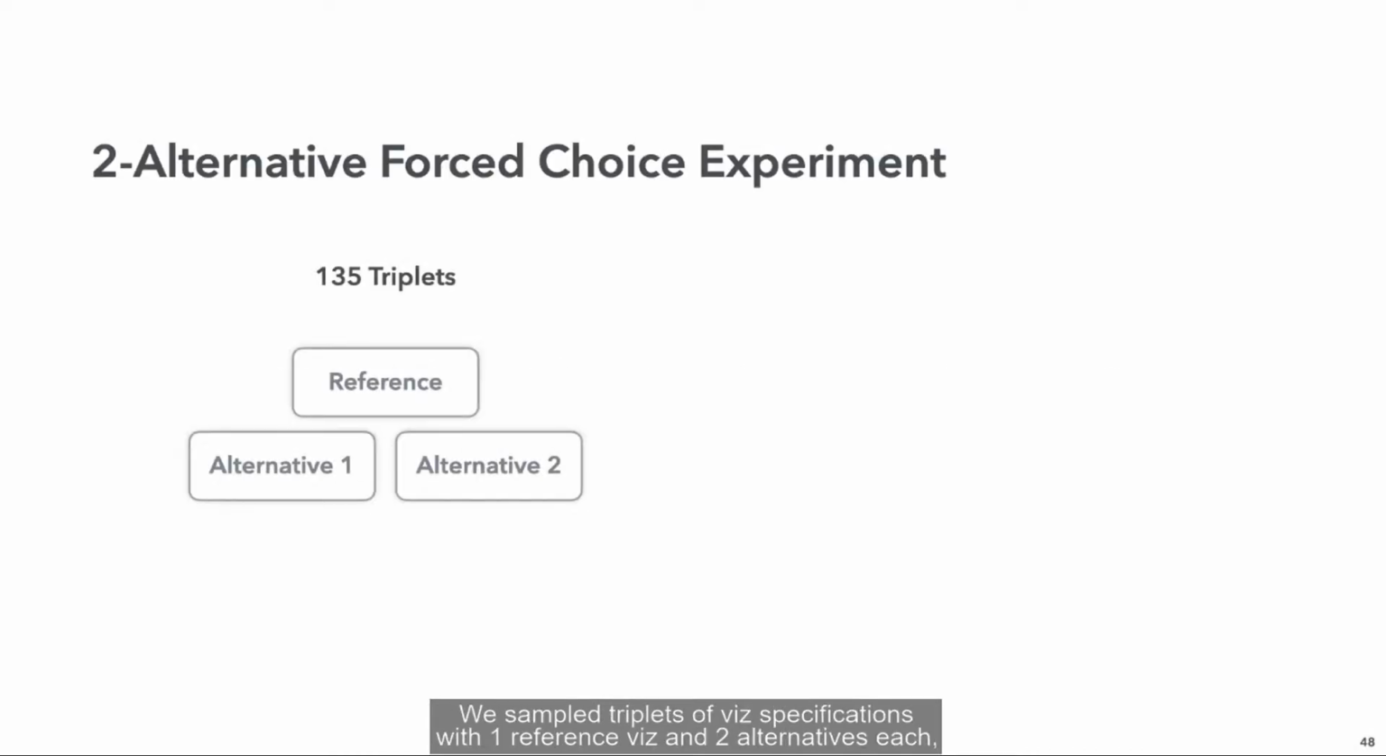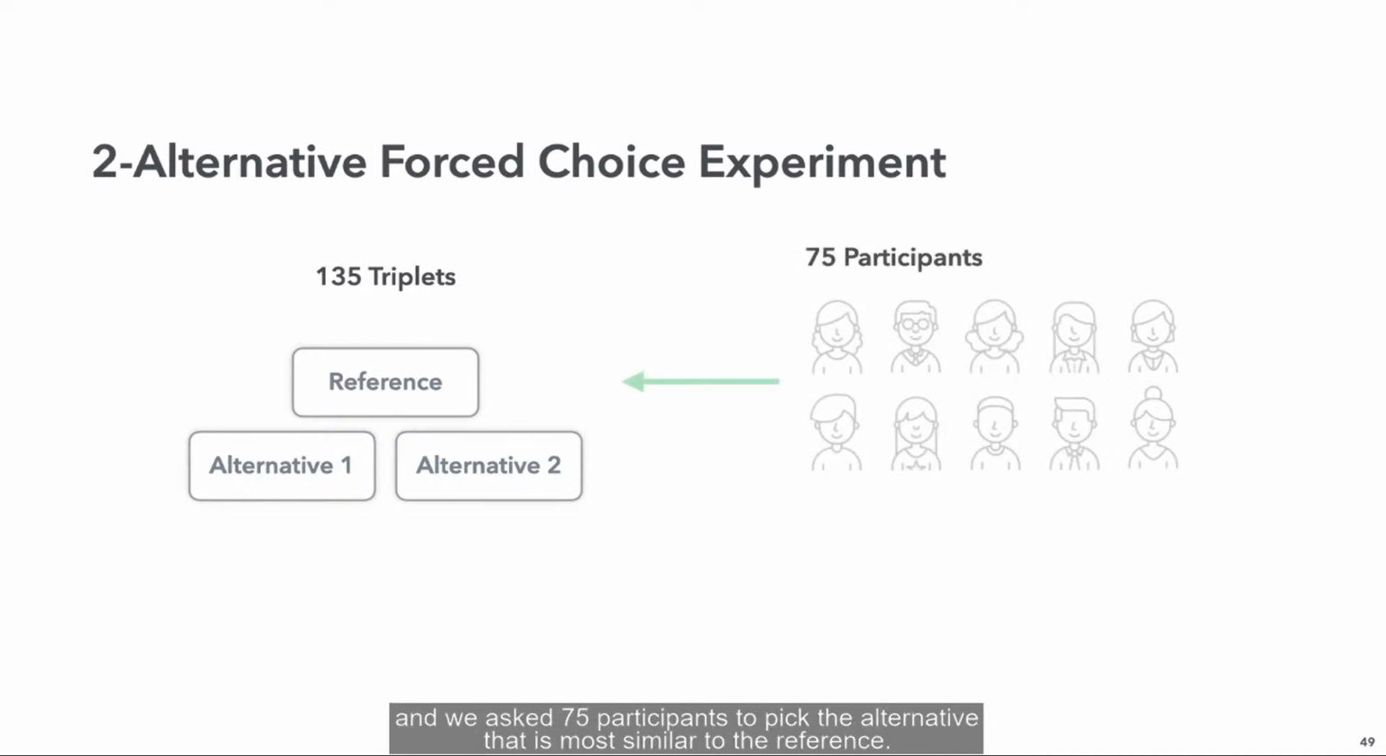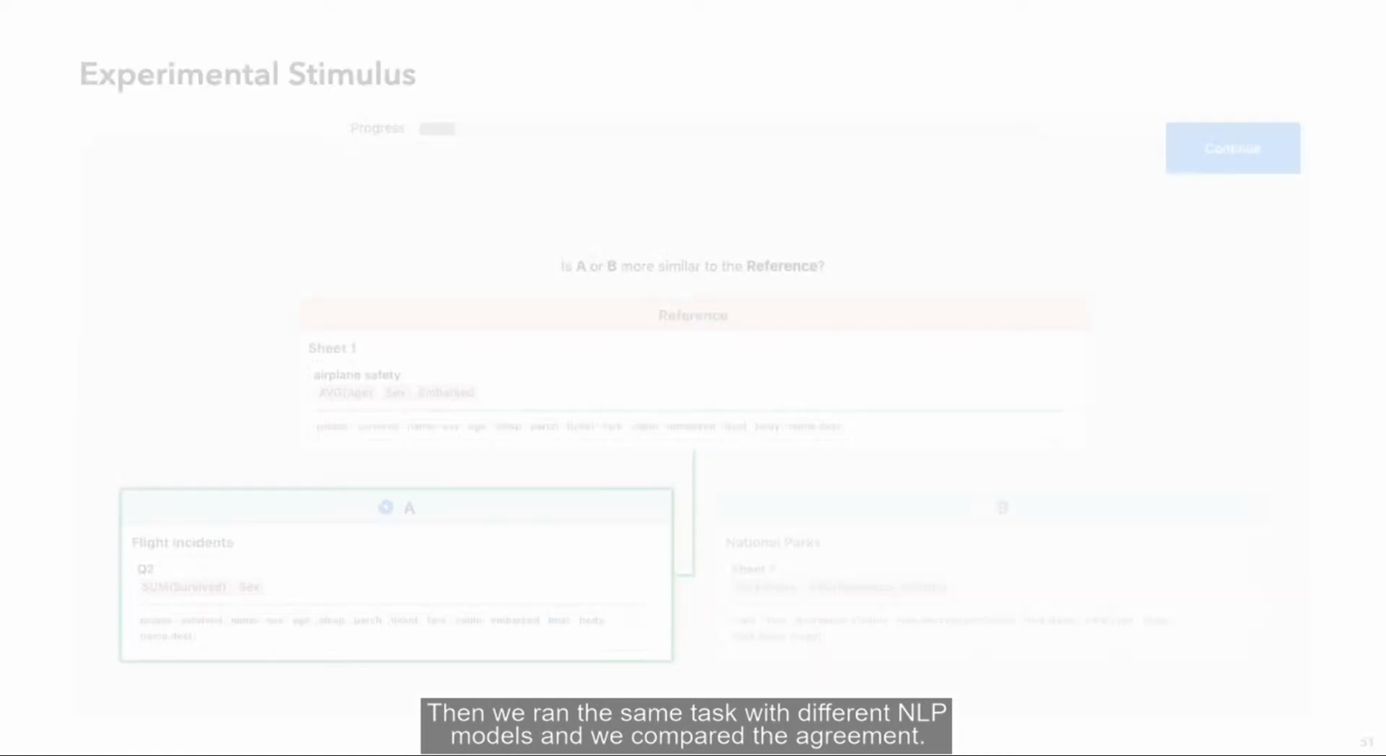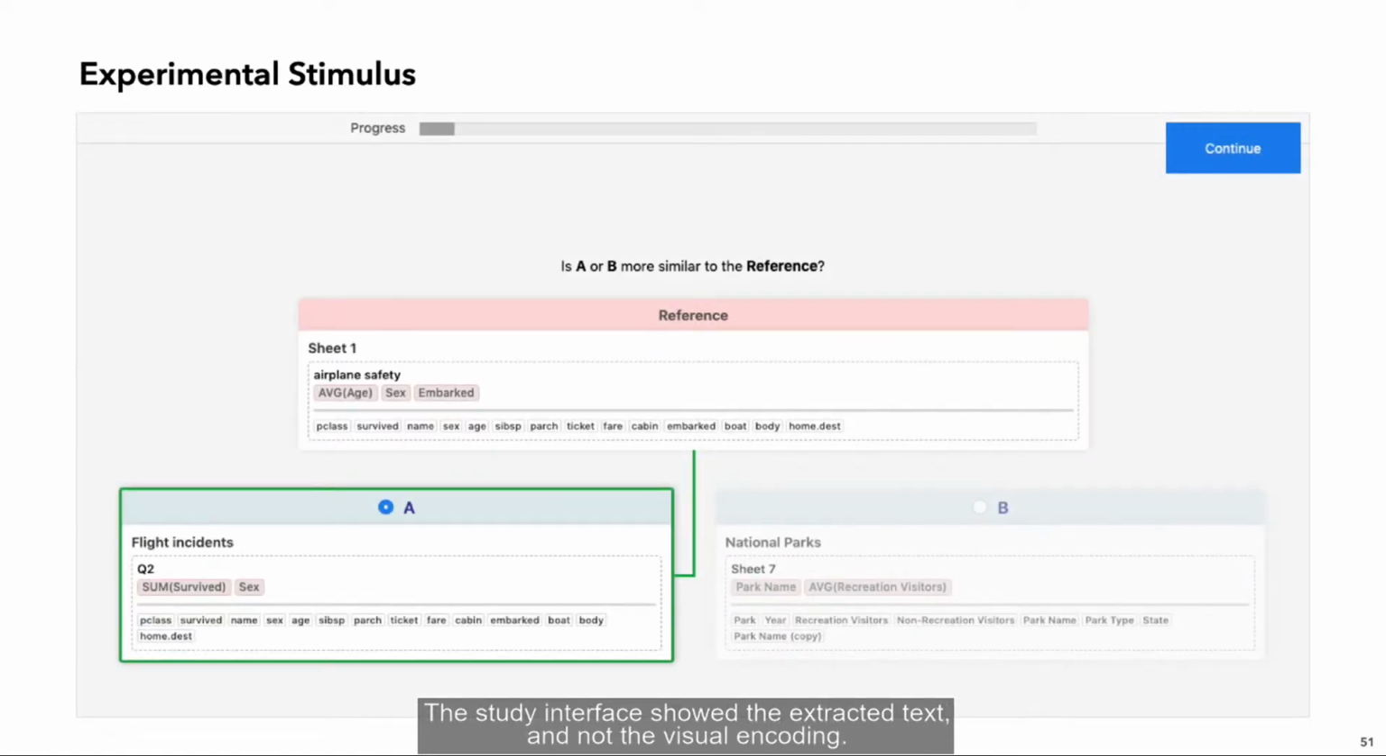We sampled triplets of VIS specifications with 1 reference VIS and 2 alternatives each. And we asked 75 participants to pick the alternative that is most similar to the reference. Then we ran the same task with different NLP models and we compared the agreement. The study interface showed the extracted text and not the visual encoding. Participants were asked to select the most similar alternative based on the overall topic.